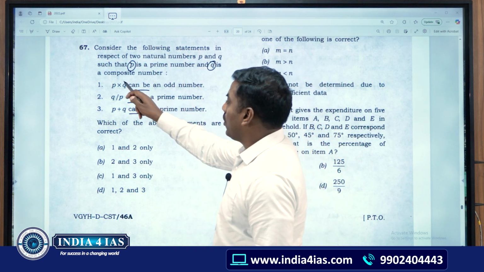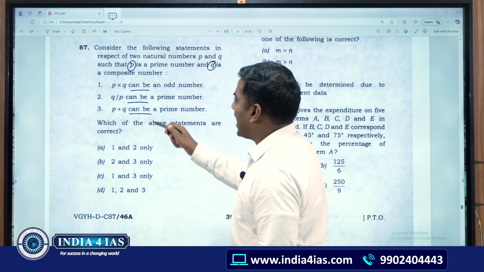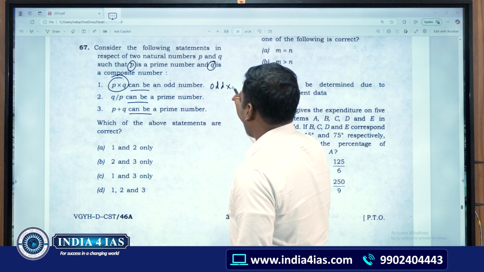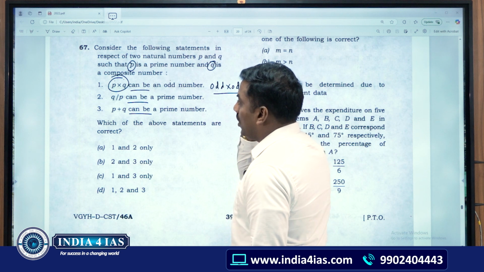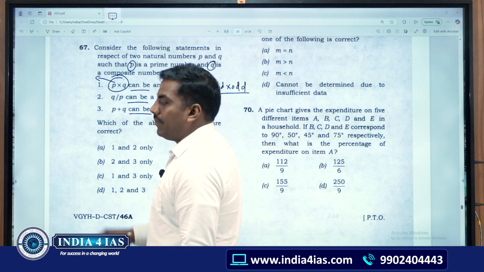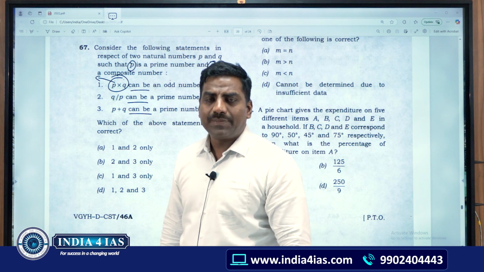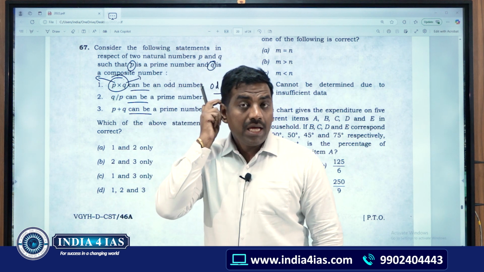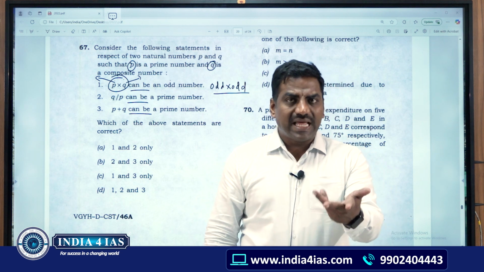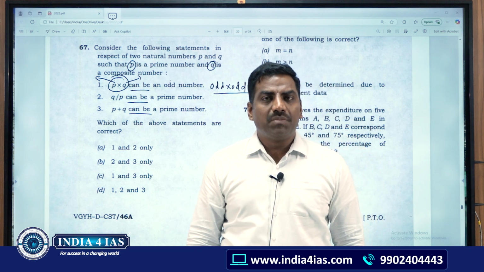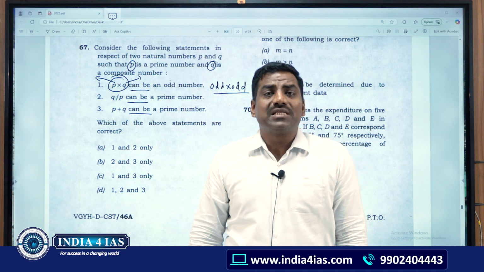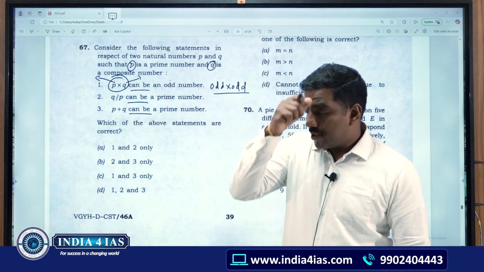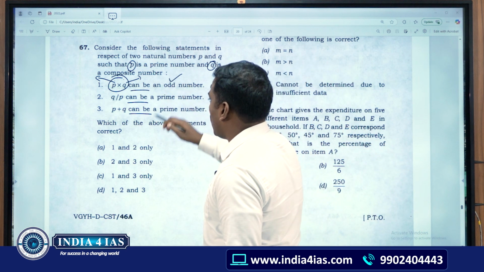So, P into Q can be an odd number. When will you get an odd product? When both of them are odd. Odd into odd is equal to odd. So, can I get an odd prime number? Yes, except 2, everything is odd only. Then Q is a composite number. Can I get any odd composite number? Yes, 9 is the first odd composite number. 3 into 3 is 9. Composite number is nothing but a non-prime number. But 1 is neither prime nor composite. Okay, so 9 can be that number, so that can be odd.